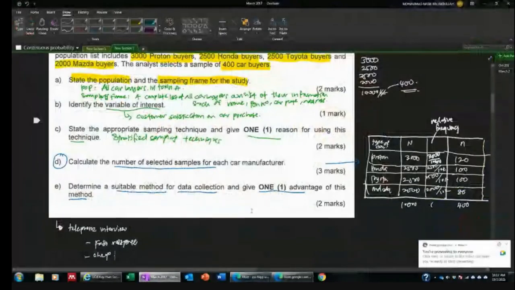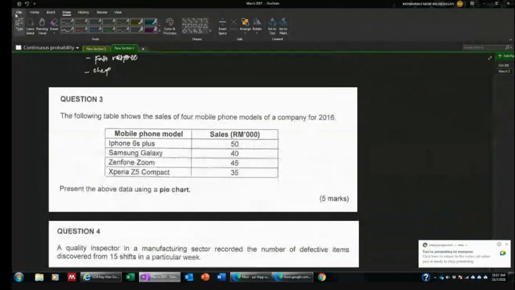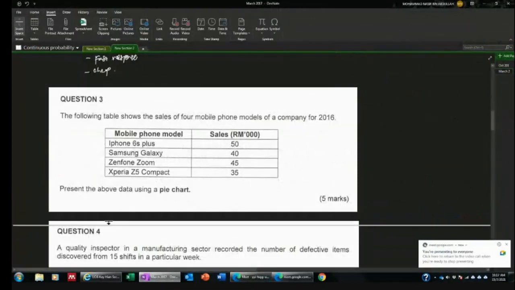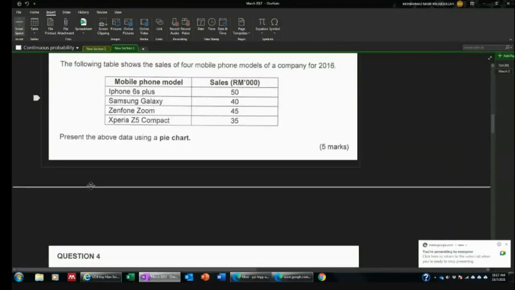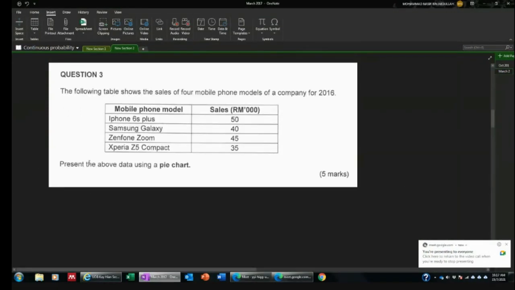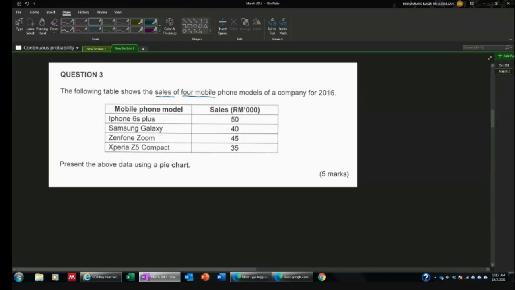Boleh faham kan? Right? So it should be very easy. Now let's look at question number 3. So question number 3, dia kata kat sini, okay, sekejap I letak bawah sikit. So question number 3, the following table shows the sales of 4 mobile telephone model of the company for 2016. So we have iPhone, Samsung, Zenfone, and Xperia.